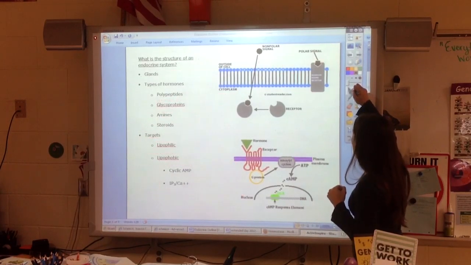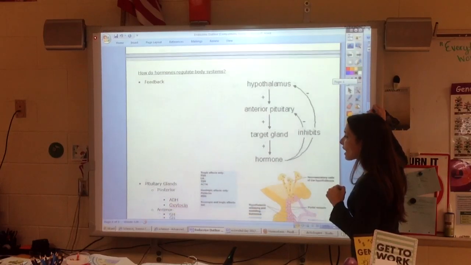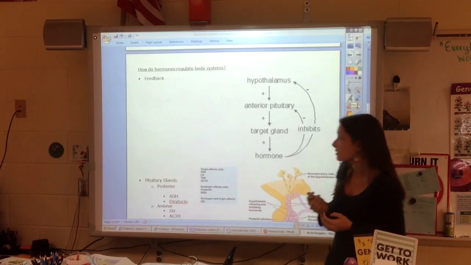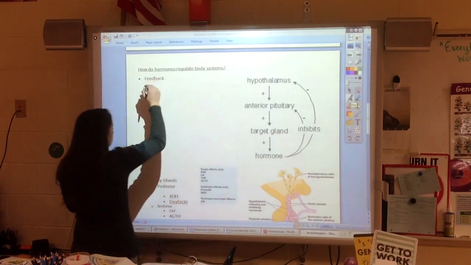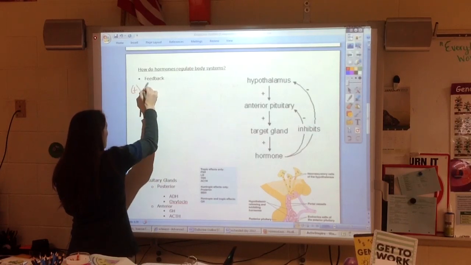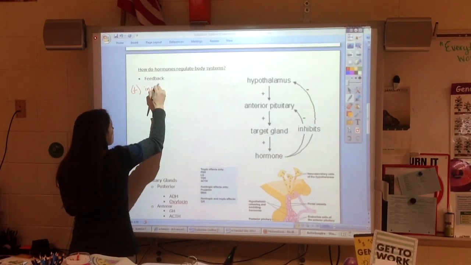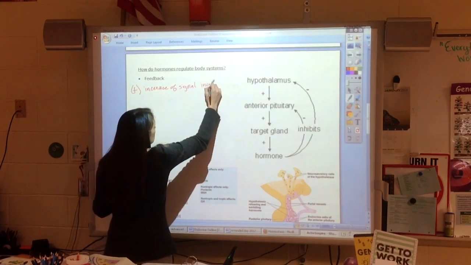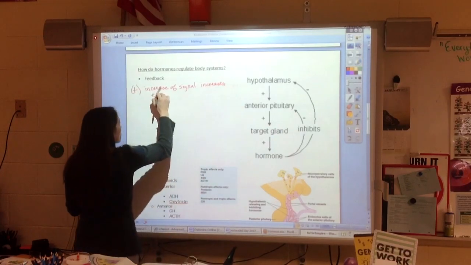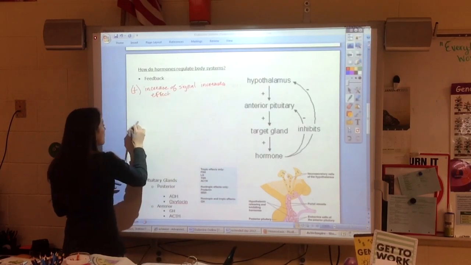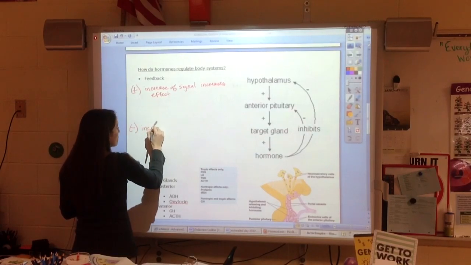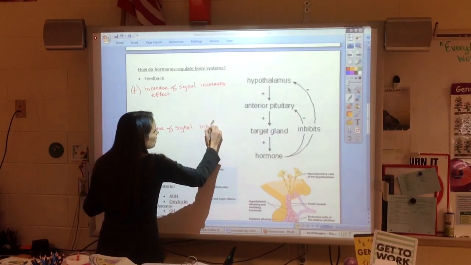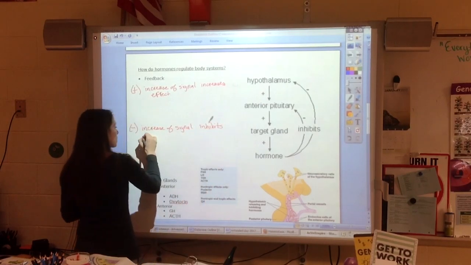The next page of the notes, I just want to look at what is feedback. How do hormones regulate body systems? The two main ways are either positive feedback, which means the increase of a signal increases the effect, or negative feedback, which is the increase of a signal inhibits an effect.